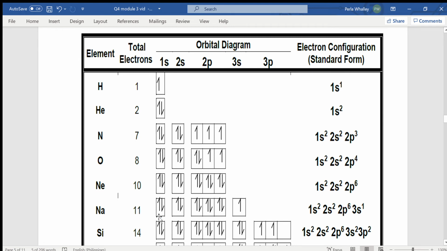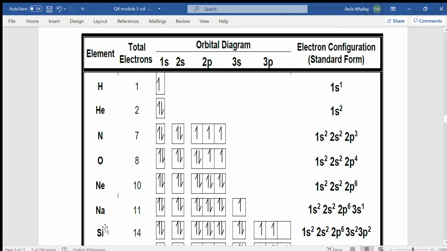So 1s2, arrow up, arrow down. 2s2, arrow up, arrow down. For 2p6, arrow up, arrow up, arrow up, arrow down, arrow down, arrow down. And for 3s, arrow up. So the number of unpaired electrons for sodium is 1.